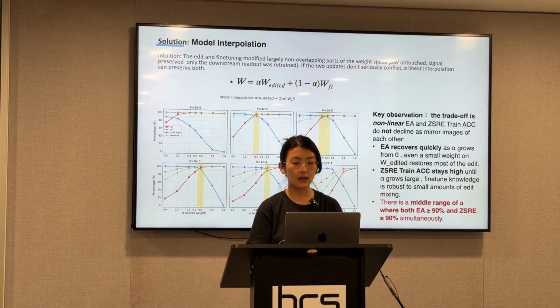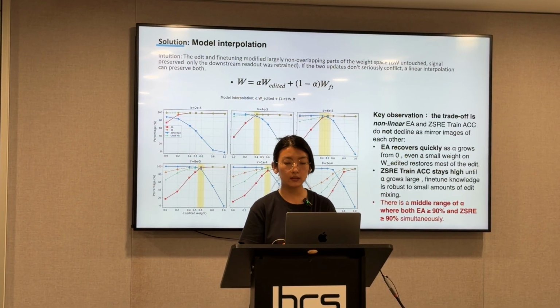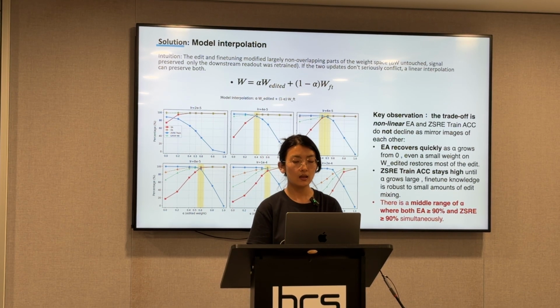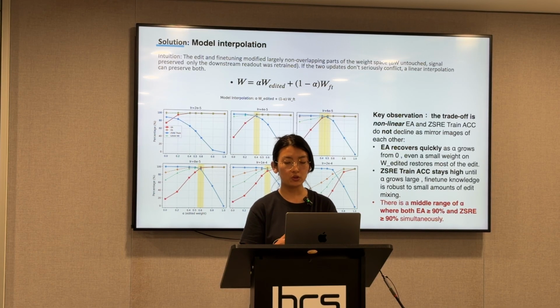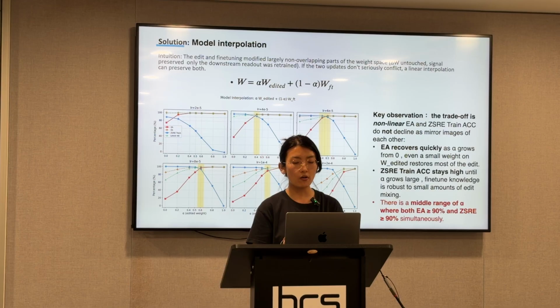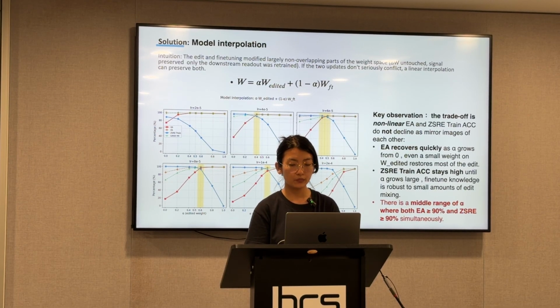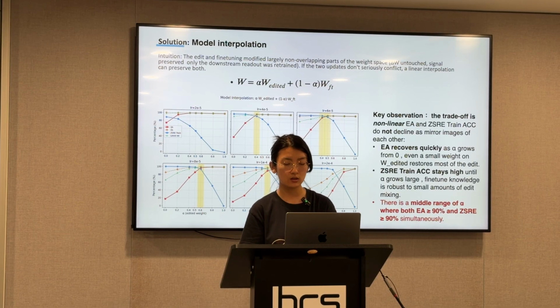The good news is that the trade-off is non-linear. Edit accuracy, which is EA, and the train accuracy do not decline as mirror images of each other. EA recovers quickly as alpha grows from 0. Even a small weight on the edited weights restores most of the edit, and the train accuracy stays high until alpha grows large, so fine-tuned knowledge is robust to a small amount of editing mixing.